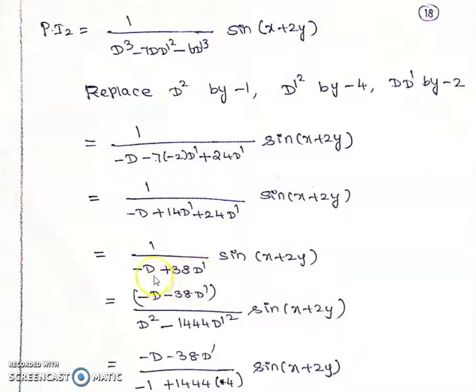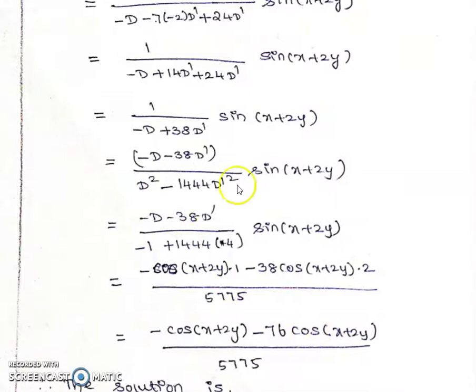After this we have to take the conjugate of this one. So what is the conjugate of this one? Minus D minus 38 D dash. So multiply the conjugate in numerator and denominator. So in the denominator we get the result as D square minus 1444 D dash square into sine of x plus 2y. So again we have to use the same procedure. Replace D square by minus 1, D dash square by minus 4. So after replacing we get the result as 5775 in the denominator.